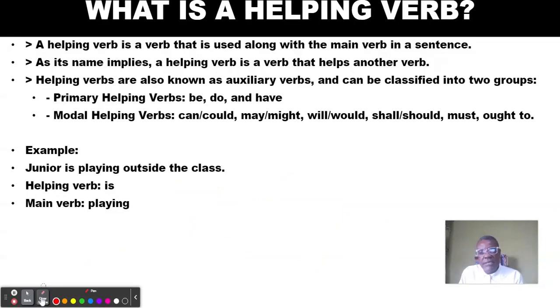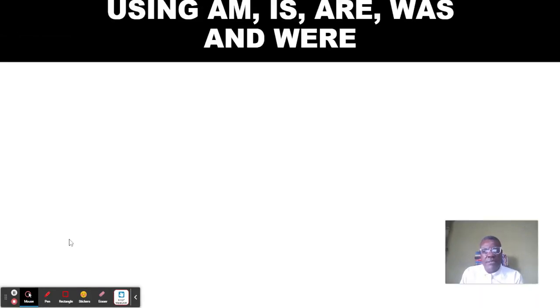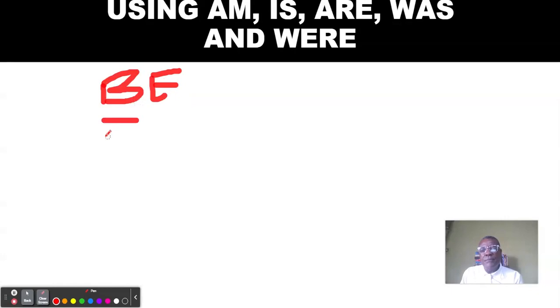Now, having said this, let's move on to the next item on our agenda, and that is using am, is, are, was, and were. Now, you may be wondering what these various helping verbs are all about. They are all forms of be. Am, is, are, was, and were. All of them are forms of be.